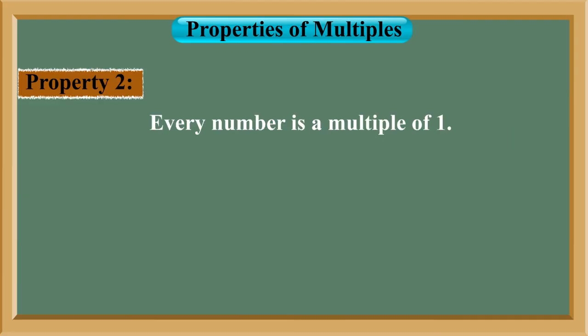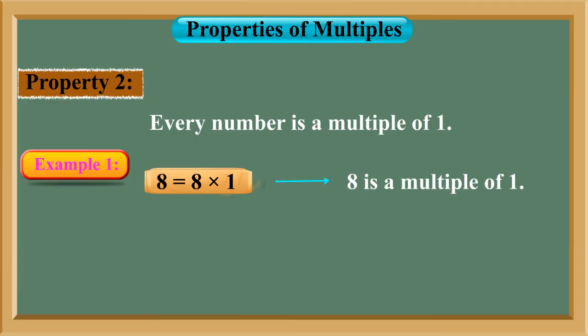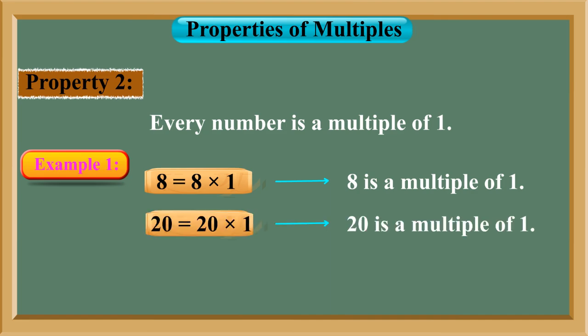Property 2. Every number is a multiple of 1. Examples: 8 is equal to 8 multiplied by 1. 8 is a multiple of 1. 20 is equal to 20 multiplied by 1. 20 is a multiple of 1.